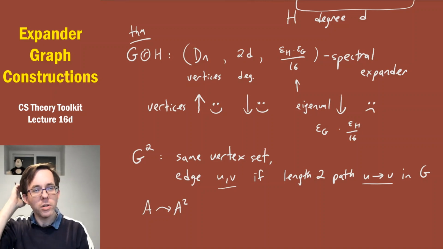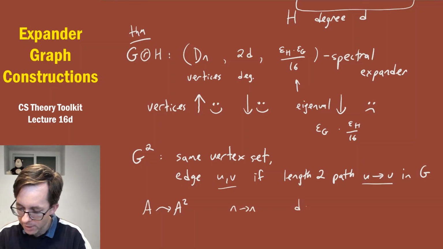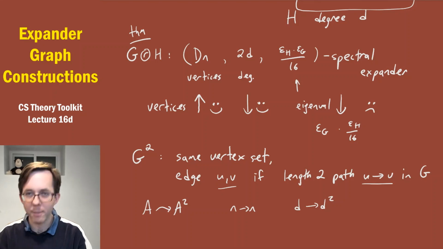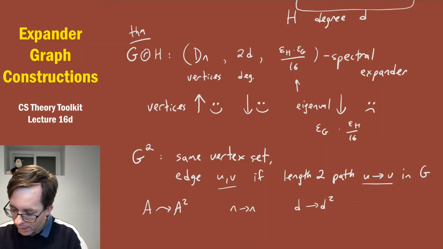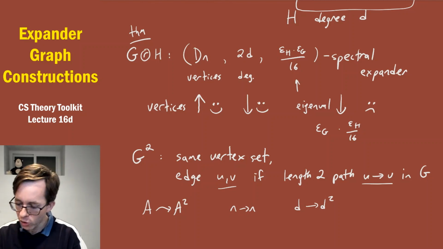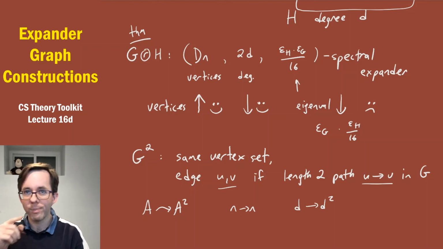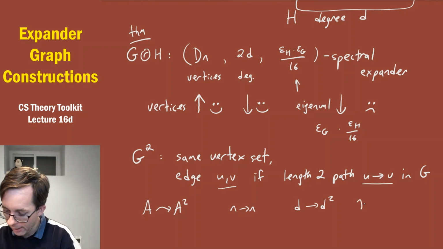And what happens when you do this? Well, the number of vertices stays the same. The degree goes from d to d squared, because that's how many length 2 paths you have. And it's not hard to show that the eigenvalues of A squared are the squares of the eigenvalues of A. That's also true for the transition matrix K. The eigenvalues of K squared are the squares of the eigenvalues of K. So every kappa i just goes to kappa i squared.